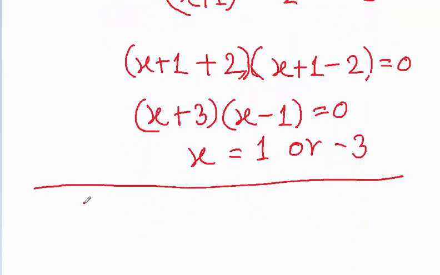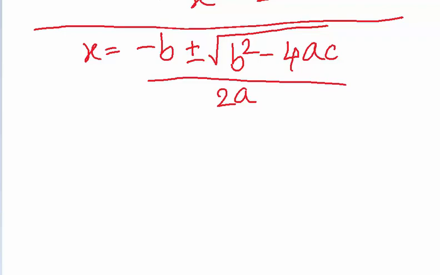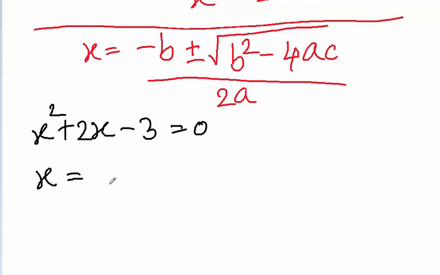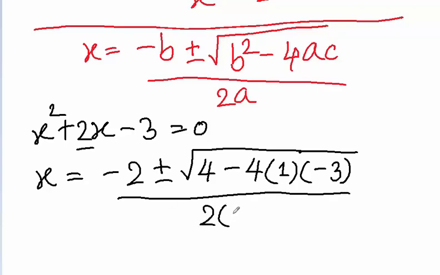The next one is x equal to minus b plus minus square root of b squared minus 4ac, divided by 2a. This is the formula that you have to remember to solve the quadratic equation. So I will write down the question again. x squared plus 2x minus 3 equal to 0, right? So if I use this formula, x equal to minus 2 plus minus square root of b squared, b is equal to 2, right? Minus 4, a is equal to 1, c is equal to minus 3, right? And then divided by 2, a is equal to 1.